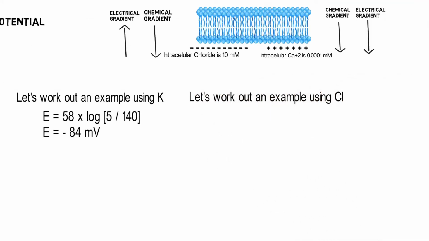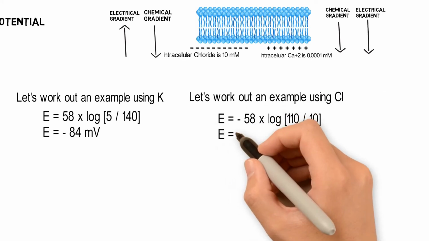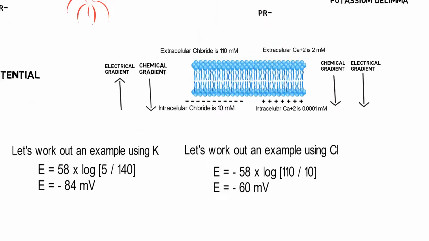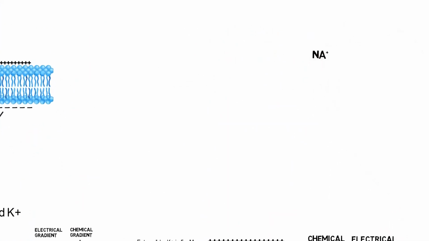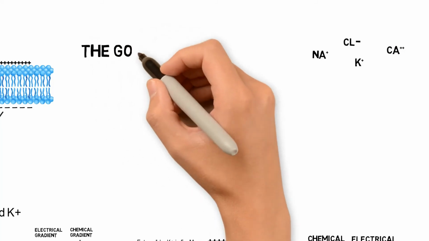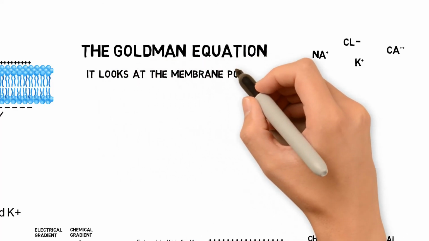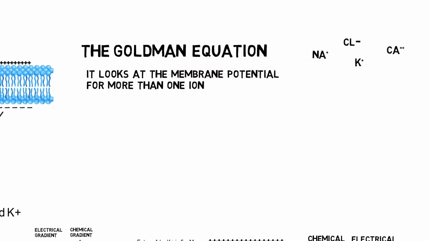For chloride, 58 is divided by a negative 1 and multiplied by the log of 110 over 10, equaling a minus 60 millivolts. We know that the membrane has more than one ion producing the membrane potential difference. This is where the Goldman equation comes in. The Goldman equation looks at the membrane potential for when more than one ion contributes to the potential.